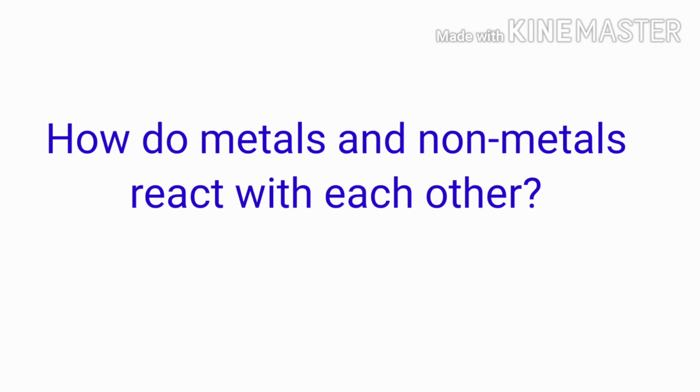Hello students, in this video we are going to discuss how metals and non-metals react with each other and what will be the nature of the resulting compound. You know that all elements participate in various chemical reactions in order to attain stability, that is, to attain a completely filled valence shell. In order to attain stability, the atoms of these elements either lose or gain electrons while participating in various chemical reactions.